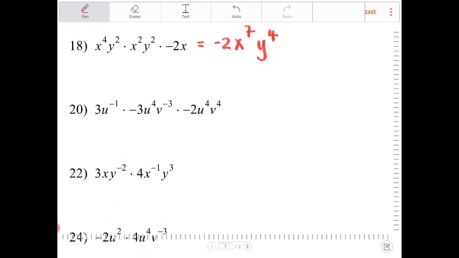Moving on, 3u to the negative 1, u to the 4th, u to the 4th, v to the negative 3, and v to the 4th. So this is equivalent to, right, I'm going to combine 3, negative 3, and negative 2. That makes positive 18. u to the negative 1, u to the 4th, and u to the 4th makes u to the 7th. v to the negative 3 and v to the 4th, that makes v.